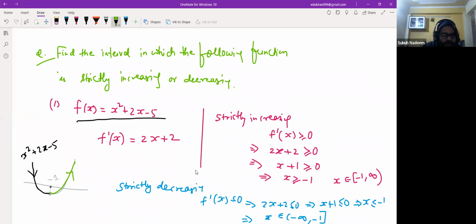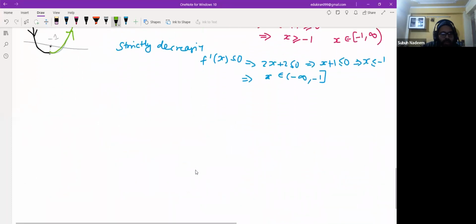Similarly, if we see one more question, second part, f(x) is minus 2x cube minus 9x square minus 12x plus 1.